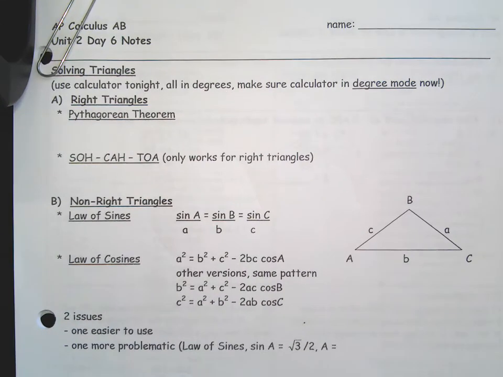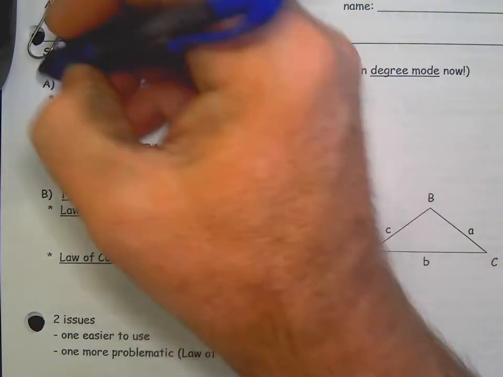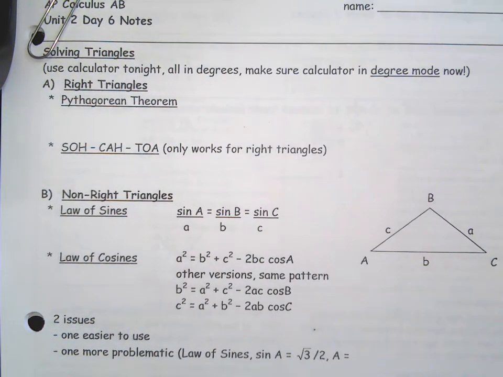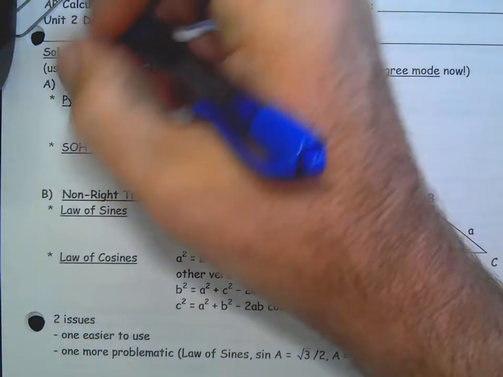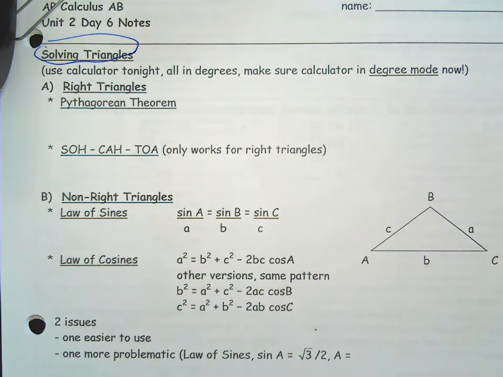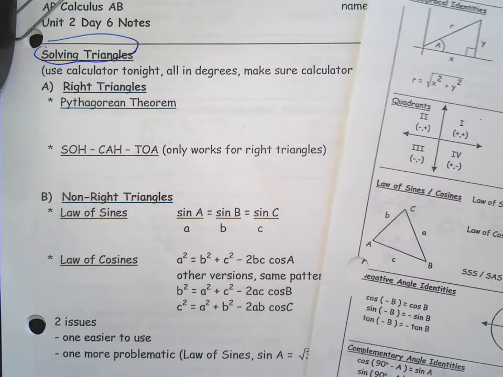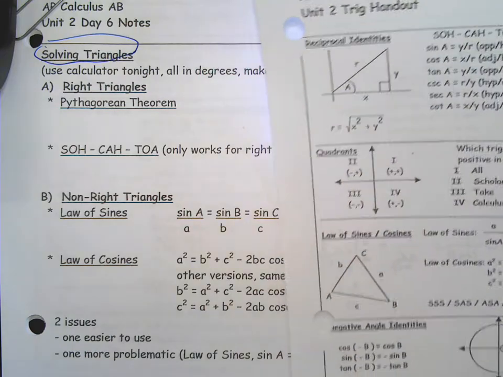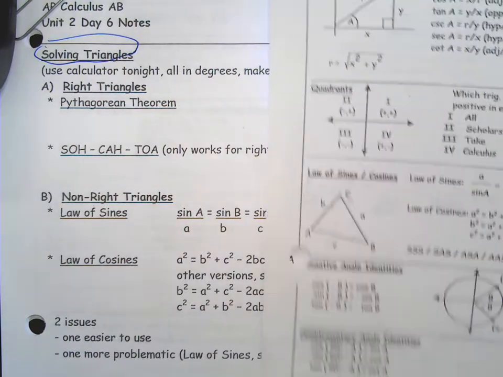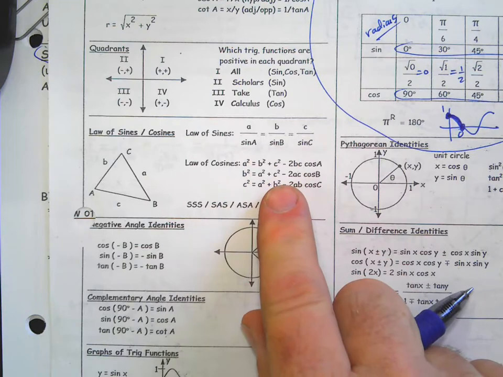Okay, day 6 lesson. Solving triangles is what this is all about. Now, solving triangles means to find unknown sides and angles. You'll be given certain angles and sides, and you will find unknown sides and angles. Some of the information on here, we're going to do law of sines, law of cosines, Pythagorean theorem, right triangles, basic trig. So, law of sines, law of cosines.